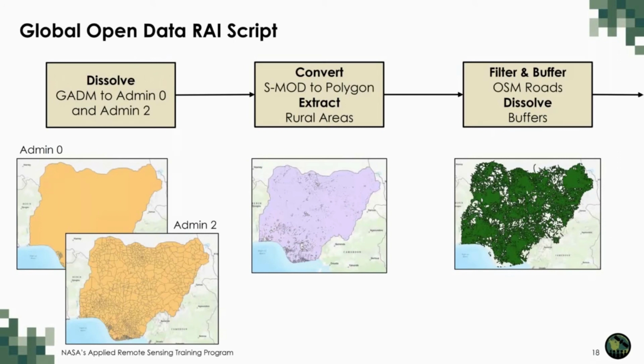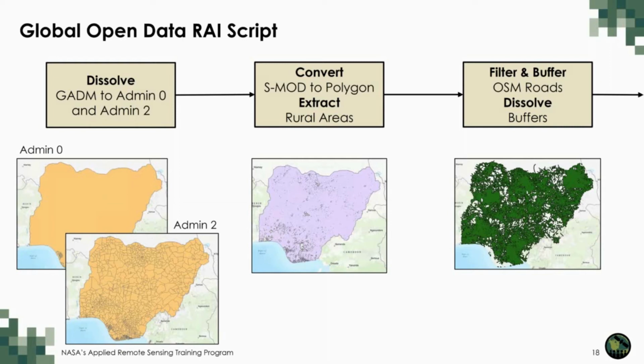Once the full suite of input global open data sets was prepared, we composed a script to automate the RAI calculation country by country. The basic workflow is presented here, though there are some steps omitted for simplicity. It starts with dissolving the global GADM data to layers of admin 0 and admin 2 for each country. Note that the admin 0 layers are used throughout the workflow to make country selections from the remaining data inputs. Here, Nigeria is used as an example.